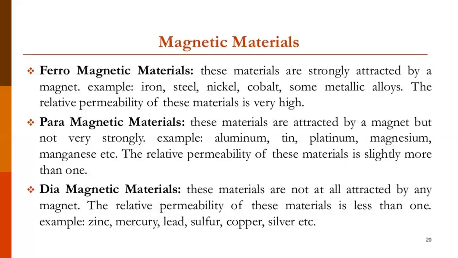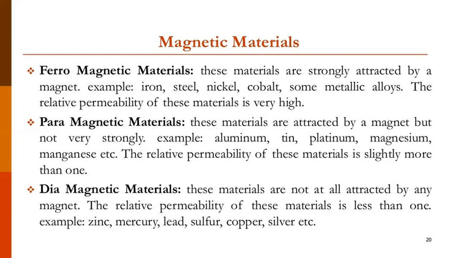Now let us highlight the magnetic materials. Certain types of magnetic materials are there. Ferromagnetic materials are strongly attracted by a magnet. Examples: iron, steel, nickel, cobalt, some metallic alloys. The relative permeability of these materials is very high. Ferromagnetic materials are those materials which get attracted towards the magnet. So all ferromagnetic materials are attracted towards the magnet.